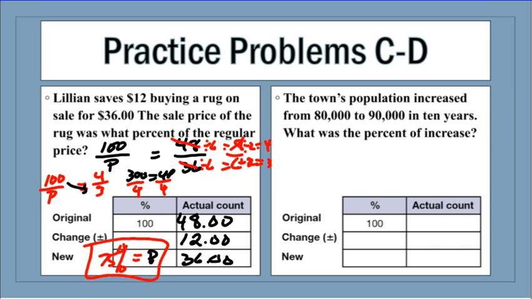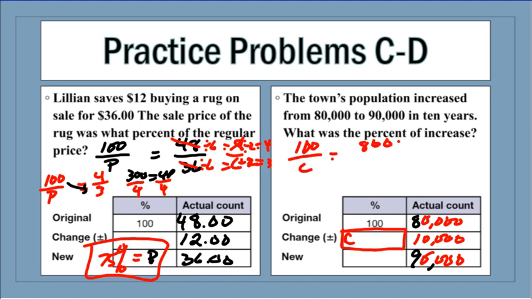And problem D, the town's population increased from 80,000 to 90,000 in 10 years. What was the percent of increase? So we're looking for this piece. We know that it gained 10,000. To find this, I'll just choose this as the change. So 100 over C is the same as 80,000 over 10,000.